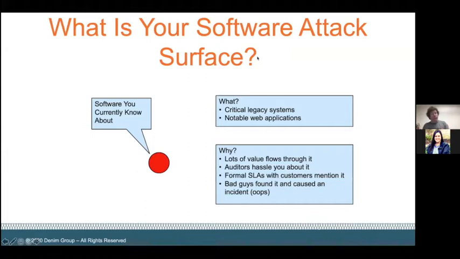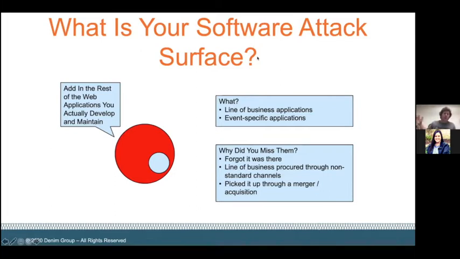They're subject to different audit protocols. You may have formal service level agreements with customers. Maybe an incident has been caused, but there's some set of applications where we just know that this stuff is out there and we know that this needs to be in scope for our program. Then you start to expand this, right?